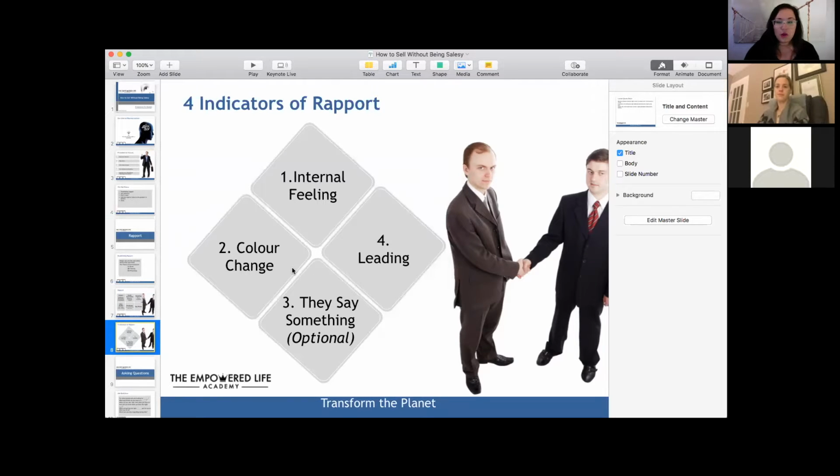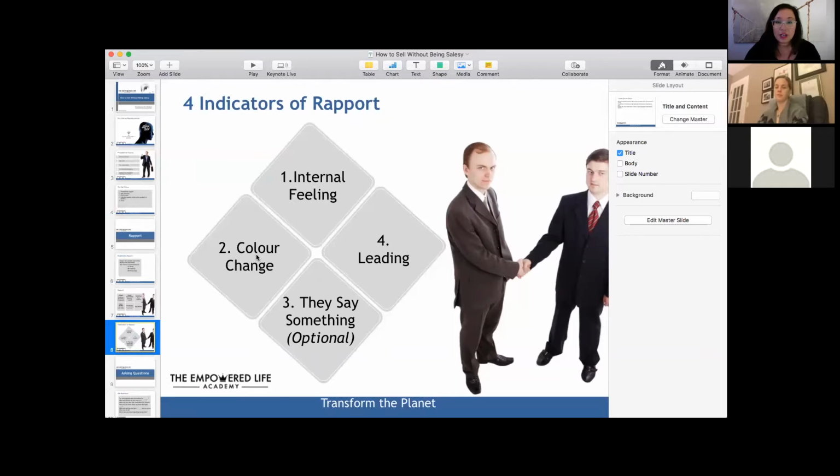And this is how you know you're in rapport. So the first thing that you'll get is an internal feeling. You've probably had this experience before where you're talking to somebody, maybe you've never met them before, but you have this feeling like you've known them your whole life, and it's so easy to talk to them. That's the internal feeling. It's a feeling of connection with another person. It feels good to be in rapport. So you'll have that feeling.